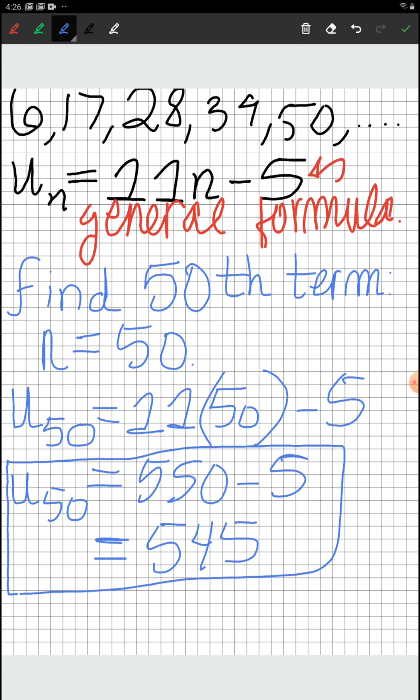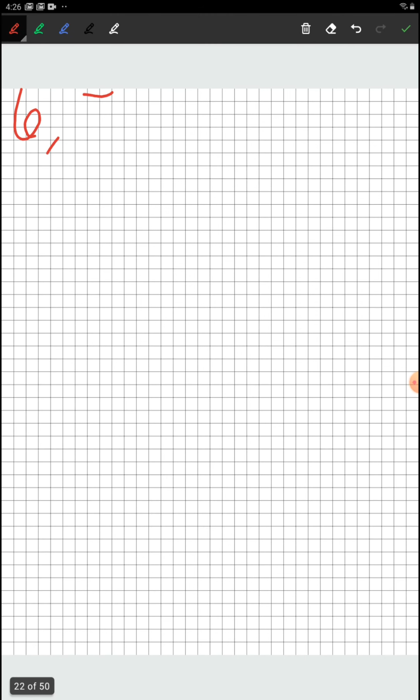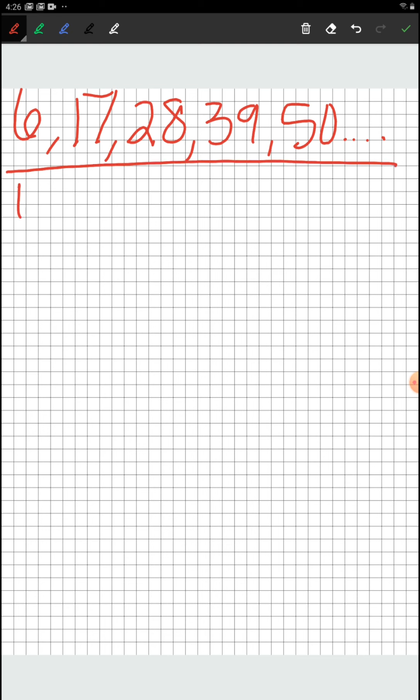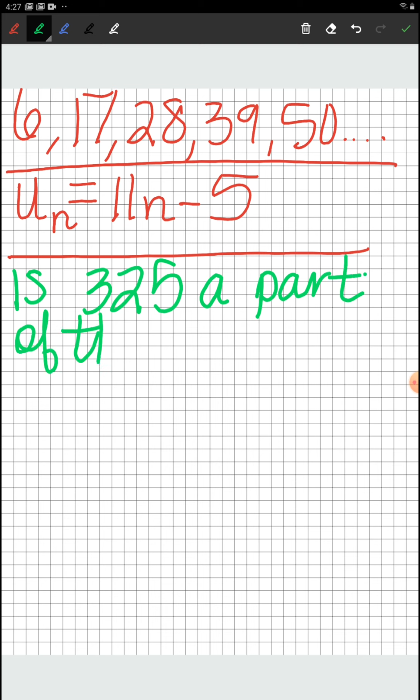And so now it's asking me, is 325 a member? If I had to guess, I would honestly say yeah, just because it looks like it. I mean, that's just my guess. I could be wrong though. Let's see. I'm going to rewrite it, 6, 17, 28. And the general formula, we said it was 11n minus 5. And now it's asking me, is 325 a part of this sequence?